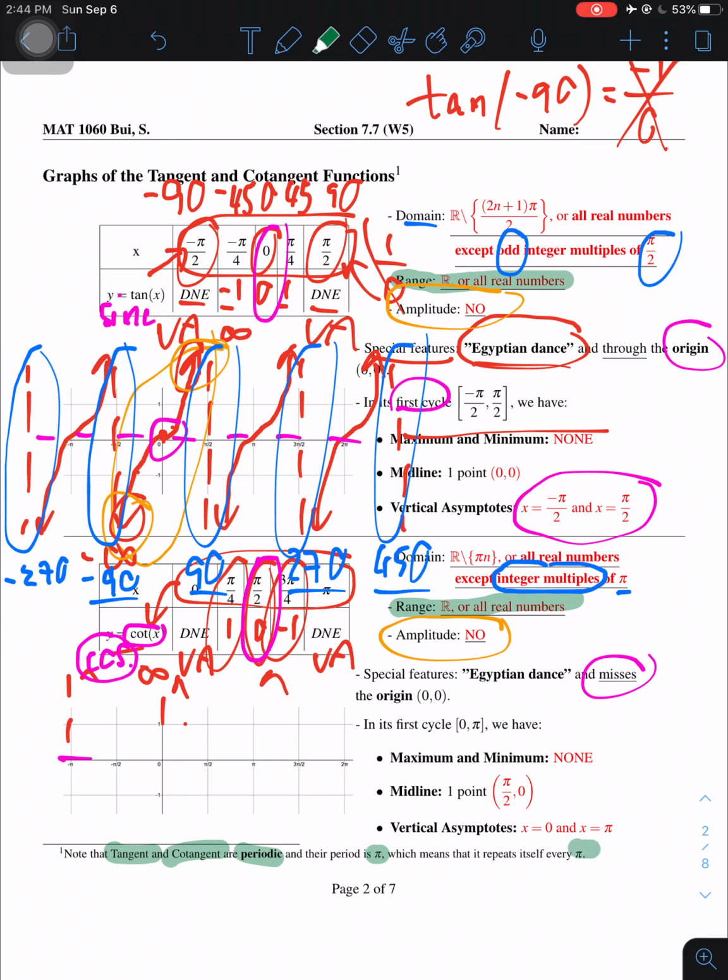So in here, they repeat everything every pi. As you can see, each of the chunks in here takes pi. Between one cycle, it's just pi, okay? Not like sine and cosine where it takes 2 pi. In here, one cycle only takes pi, okay?